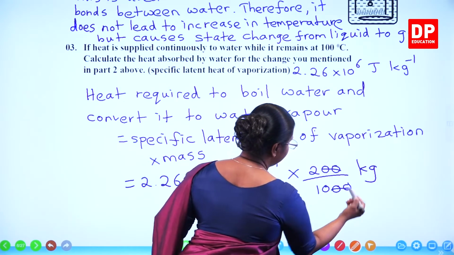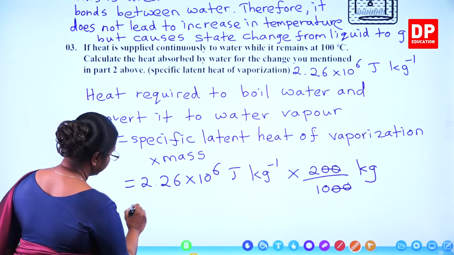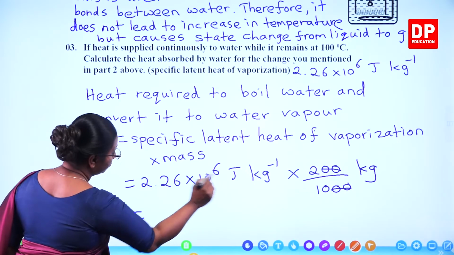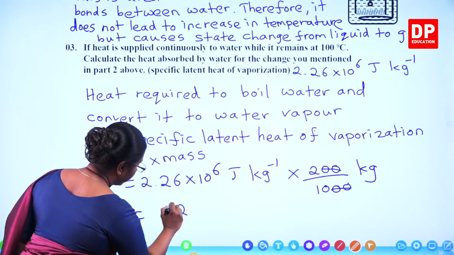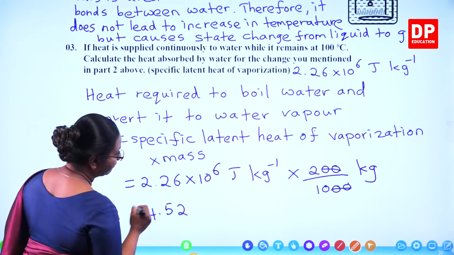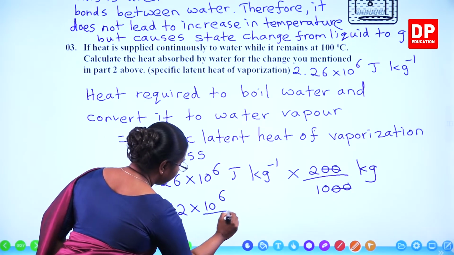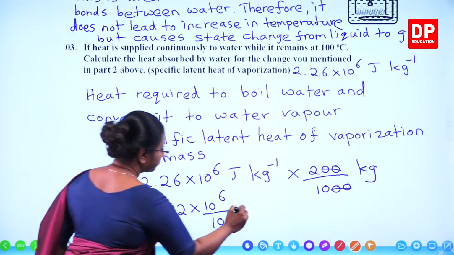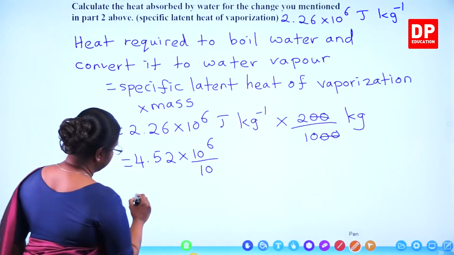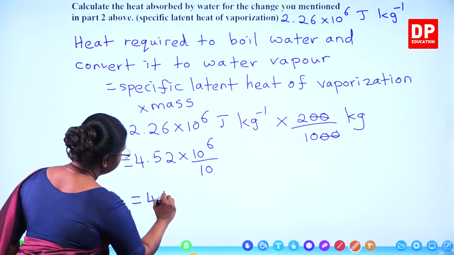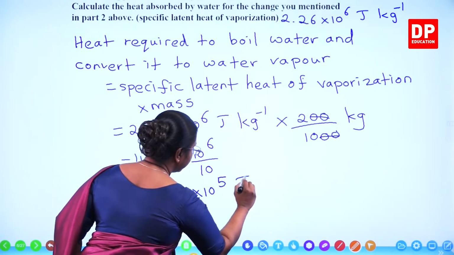So here again we can simplify the units. Again there is a 10, so that will be equal to 2 into 2.26, that is 4.52 into 10 to the power of 6 divided by 10. So here you will get the answer as 4.52 into 10 to the power of 5 joules.